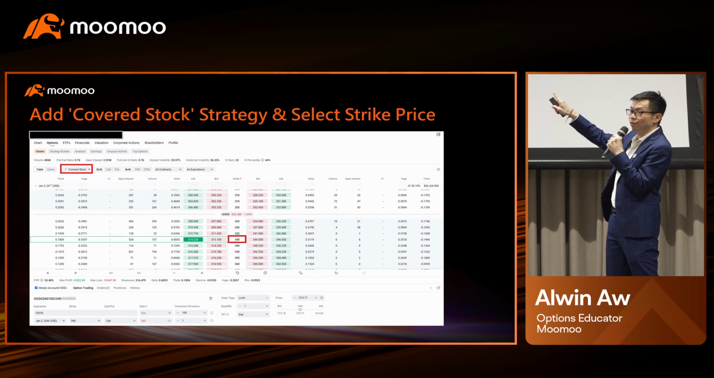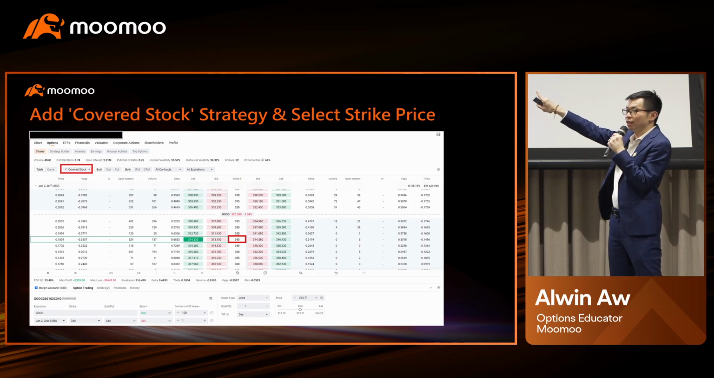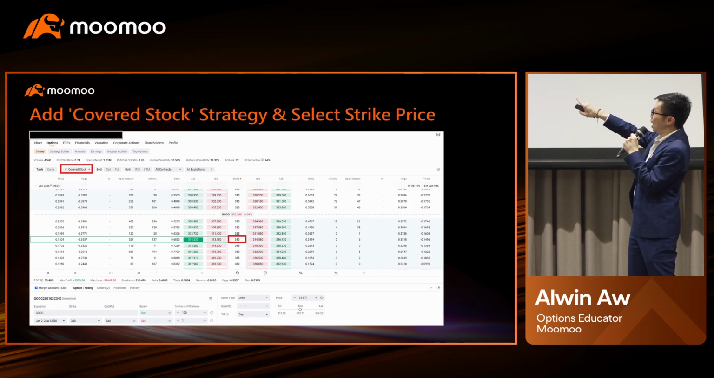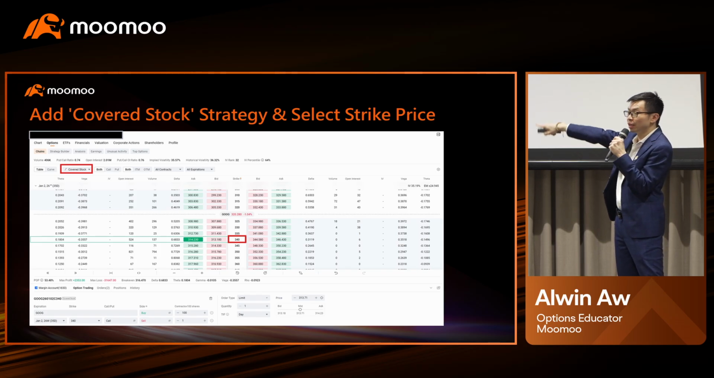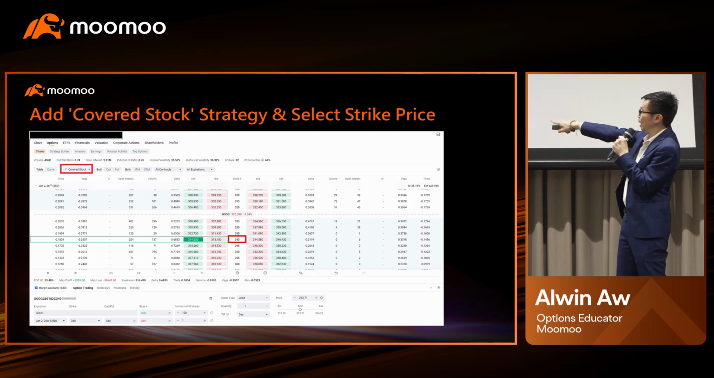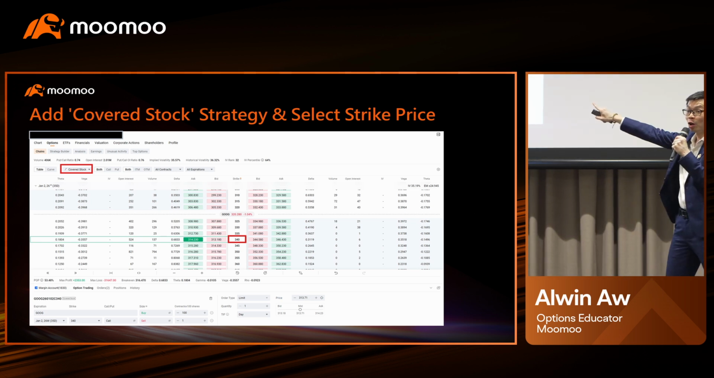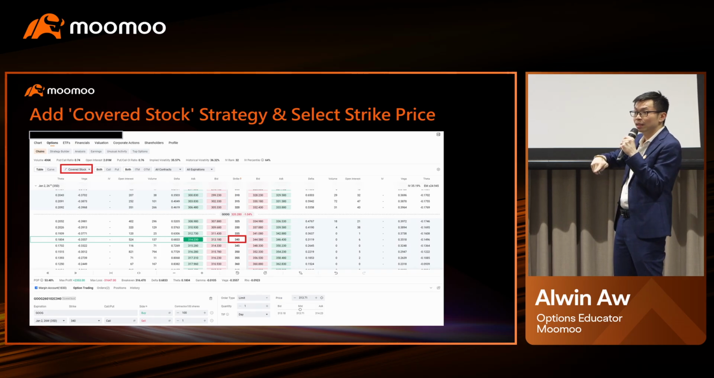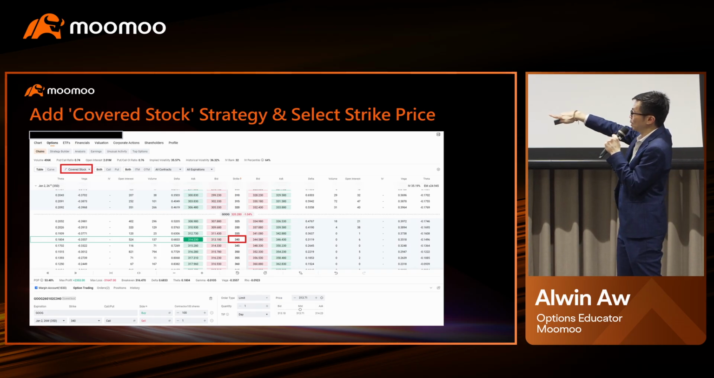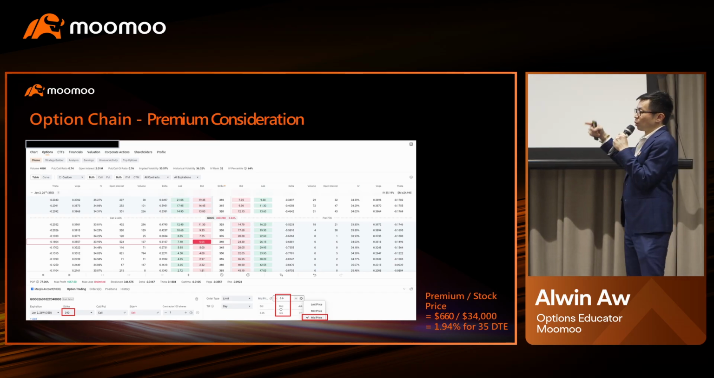One of the features we have in Moomoo is the covered stock feature. You can use it, then click buy at the ask, and straight away the strategy builder will show you the buy 100 shares and sell one call at 340. That is the automatic feature. If not, you can also switch that to custom, then add 100 shares and sell a call. You can do that manually. This is one example.